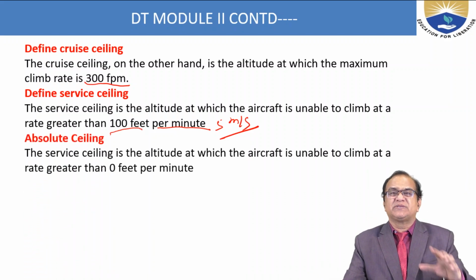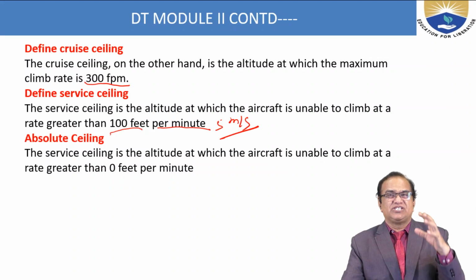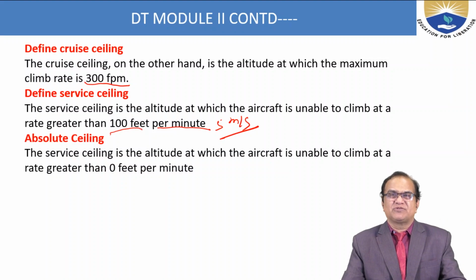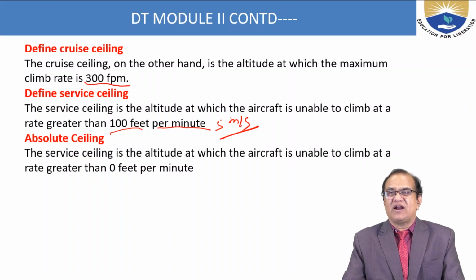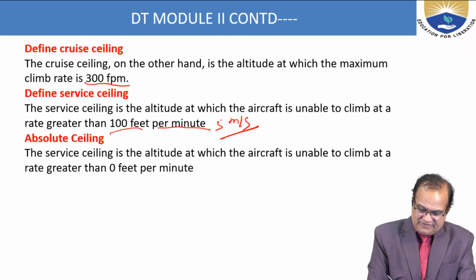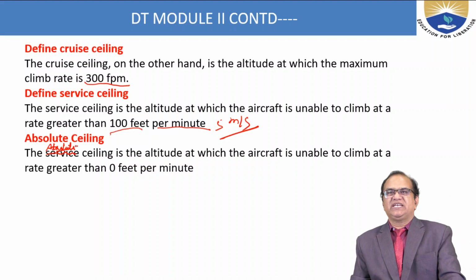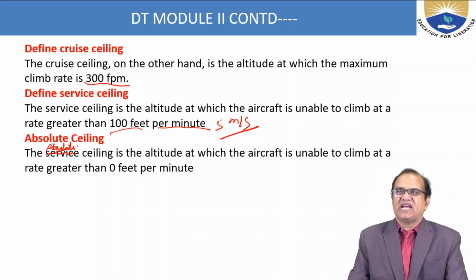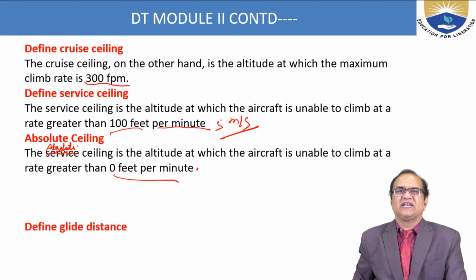This is the absolute ceiling, meaning beyond that, even by 1 inch, the aircraft cannot climb. So a zero rate of climb, 0 feet per minute, is called the absolute ceiling. It is not the service ceiling, it is the absolute ceiling. The absolute ceiling is the altitude at which the aircraft is unable to climb at a rate greater than 0 feet per minute.